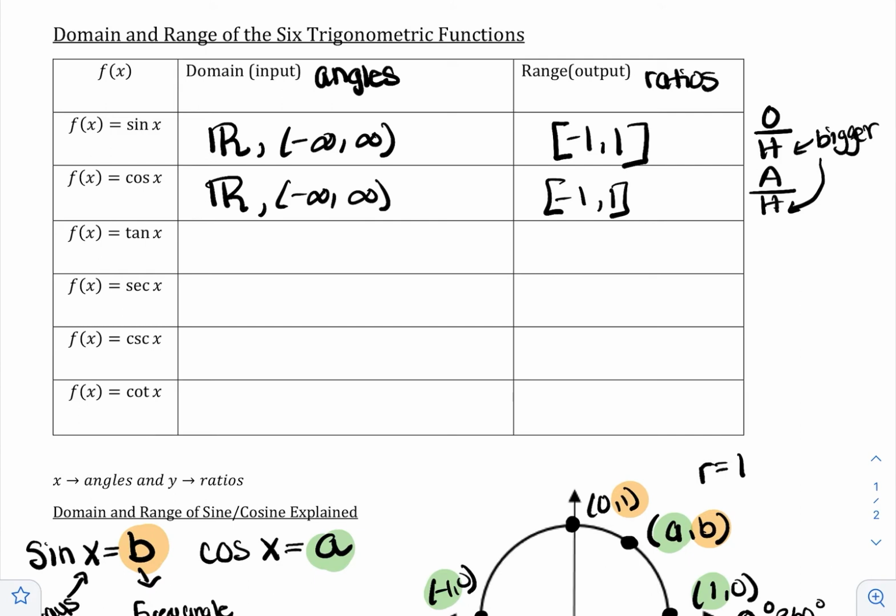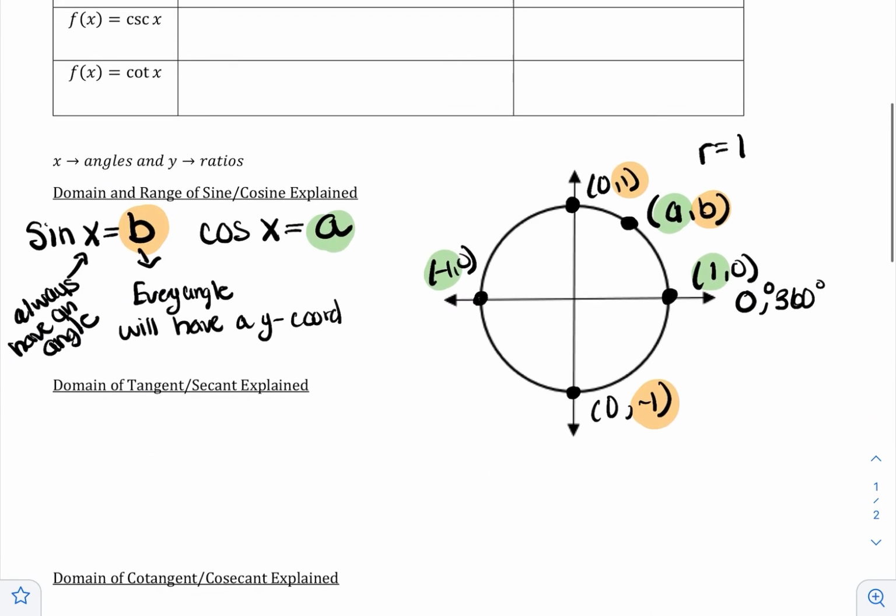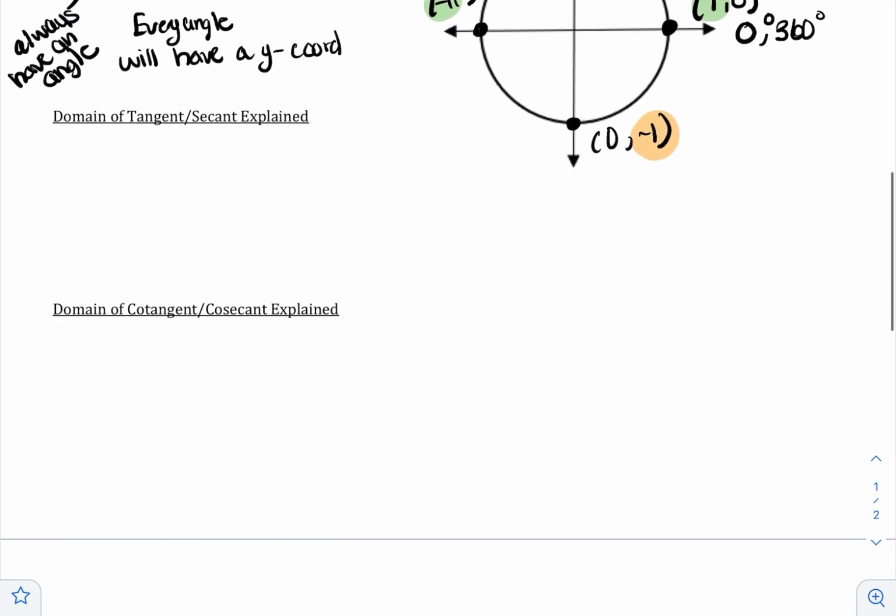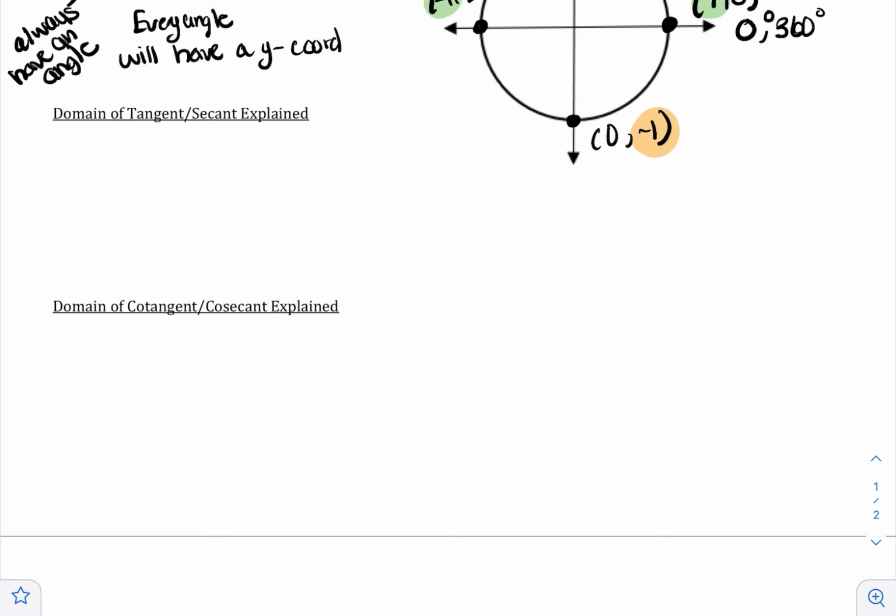Okay, let's move on to tangent, secant, cosecant, and cotangent. I'm going to explain the domain for them, but I will not explain the range. So for the range, you will just have to memorize those. You can always ask, of course, but in the video, I will not explain. So the domain of tangent and secant.